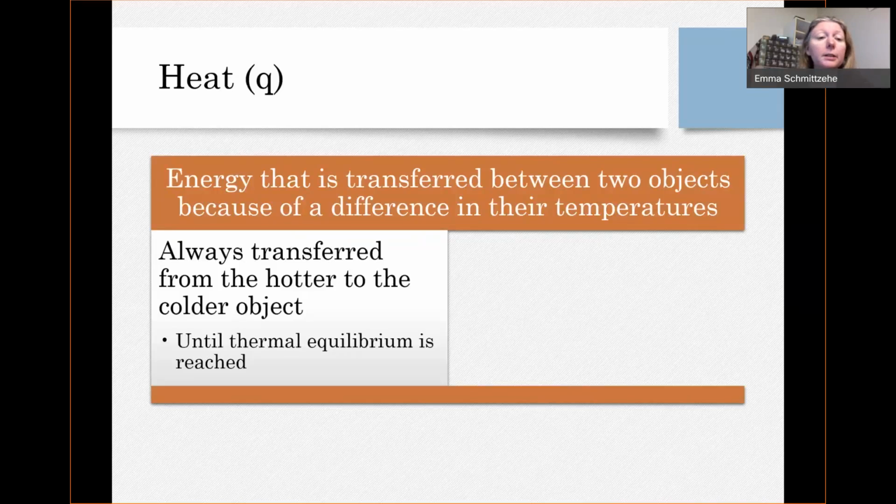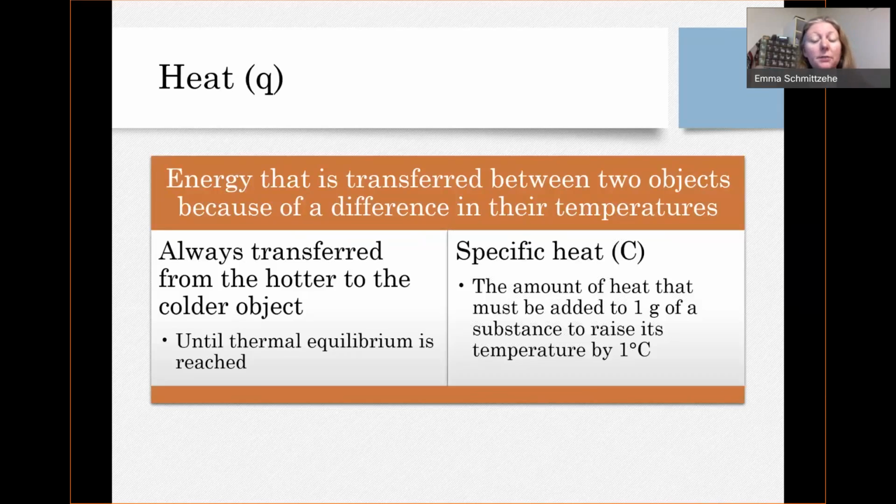Now, there is a quantity that we can relate to heat that helps us tie it together with temperature change, and that's the specific heat, which we symbolize as a capital C. Sometimes specific heat is also called heat capacity, so that's good to know as well. So I probably use the term heat capacity even more than specific heat.